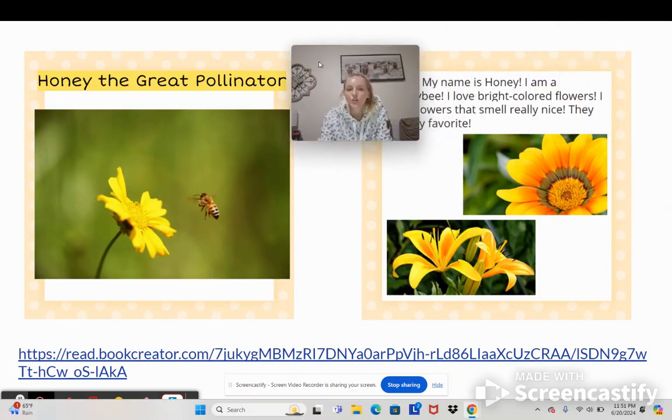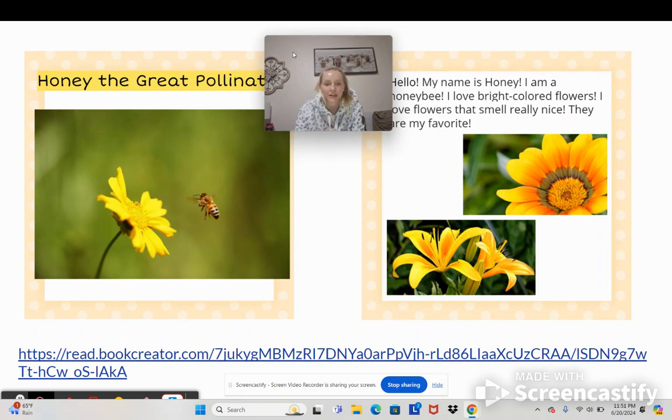And then I will show them my book that I created as an example, Honey the Great Pollinator. I'll pull up this link here to show the students how I have pictures, how I have designed it, and how I am talking in the perspective of the honeybee.